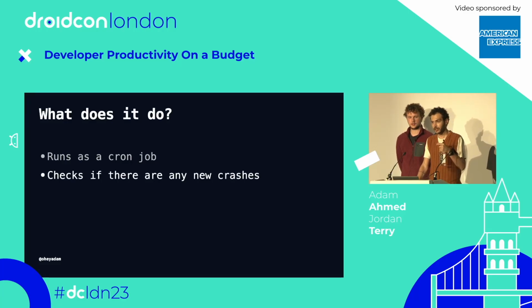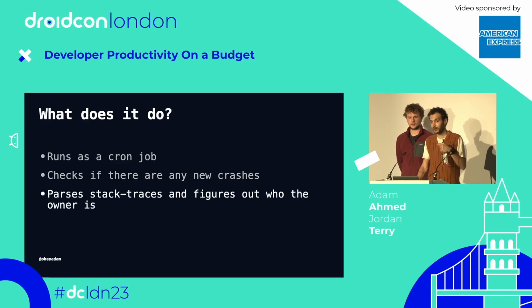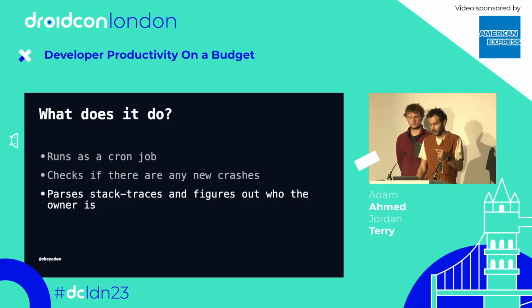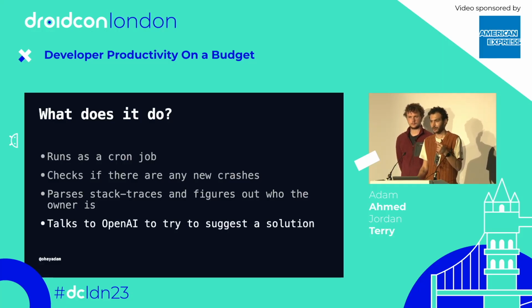It'll parse the stack trace to try to figure out which team owns that. That works for us. That took a lot of iteration, but now it works 99% of the time. So the way it'll query, it'll ask BigQuery once every 30 or 45 minutes to see if there's anything new. If there's something new, it'll try to figure out which team owns it. And then it'll talk to OpenAI to try to find a solution for that problem.